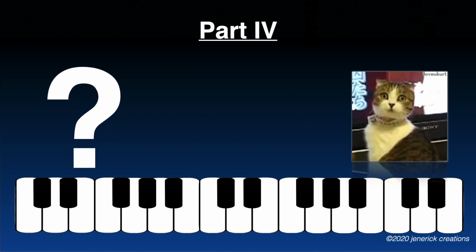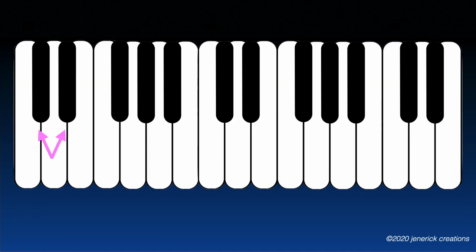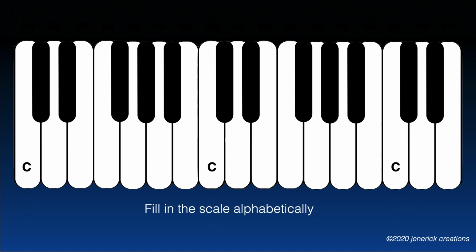Sometimes the same interval can sound the same, sometimes the same interval can sound different, and sometimes different generic intervals can sound the same. You may already have an intuition as to why that's the case, but let's make sure we have the tools to demonstrate that. Here's our keyboard. Find the pairs of black keys. Look down and to the left. That's the note C. And fill in the rest alphabetically.